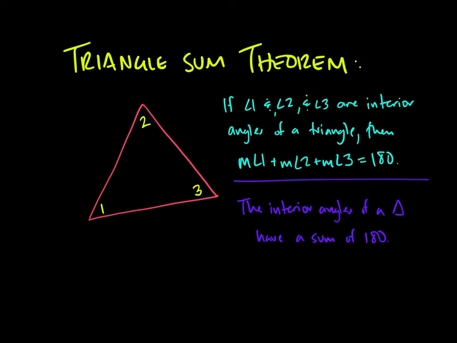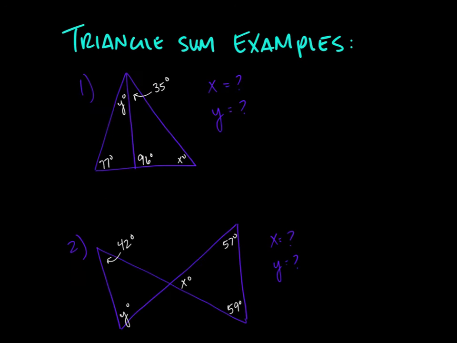And it doesn't matter what the triangle looks like. It could be an acute triangle like the one we see in this picture here. It could be an obtuse triangle. It could be an equilateral triangle. It could be an isosceles triangle. No matter what, the three angles inside that triangle are always going to have a sum of 180. So let's put some of that to use here. Let's take a look at a couple example problems using this idea.